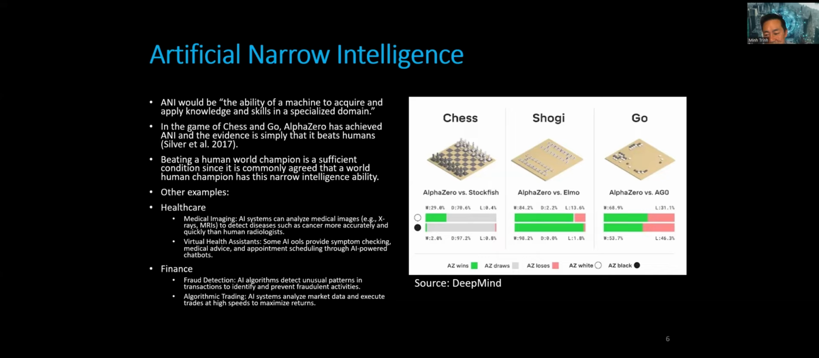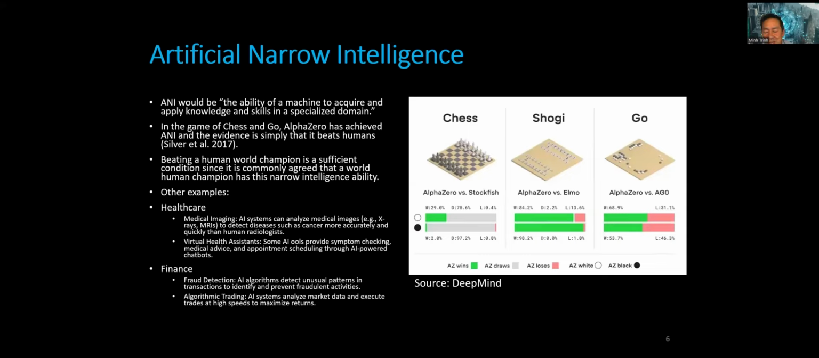AlphaZero was not trained by imitation. It was trained to play against itself, right? Each time it wins, it learns some pattern, recalibrates its neural networks, and then plays again. And in just a few days, it gets to superhuman performance. It's a bit different from what we are doing today with large language models, but we have artificial narrow intelligence in some narrow domains.